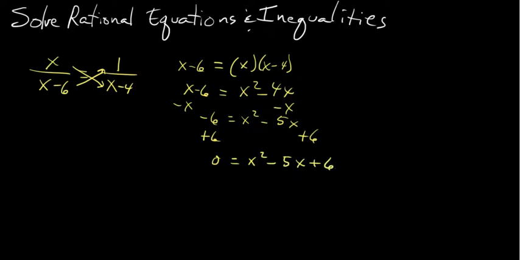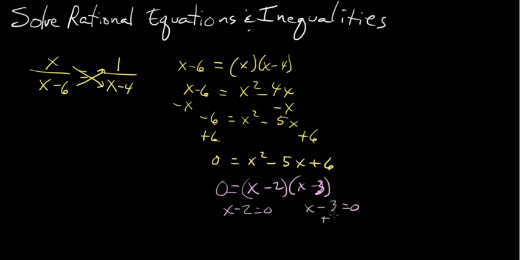Now, there's no big deal here. This is a standard quadratic equation. We've been doing this for a while now. And this one factors very nicely. x minus 2 and x minus 3 equals 0. So that means x minus 2 equals 0, or x minus 3 equals 0. Add 3, x equals 3. Add 2, x equals 2. Alright, so there's one thing we can do.